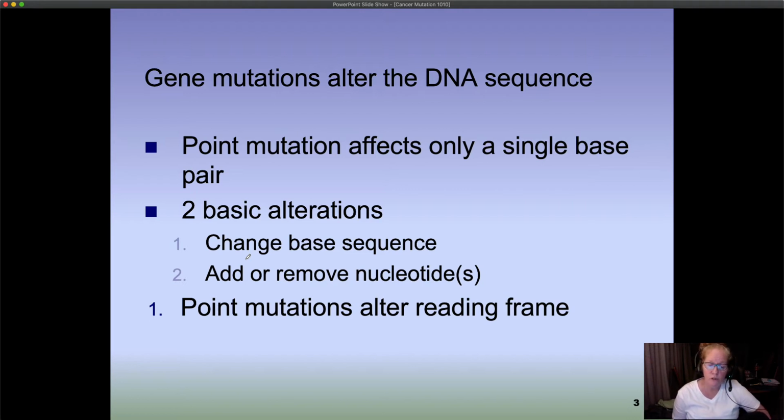The two most basic alterations are changing the base sequence, so changing an A to a C or a G to a T, or an addition or deletion, adding another nucleotide or removing a nucleotide. In doing this, you throw off the reading frame of the gene itself. If we add a base or remove a base, this is going to change the codon sequence, so it throws off the reading frame.